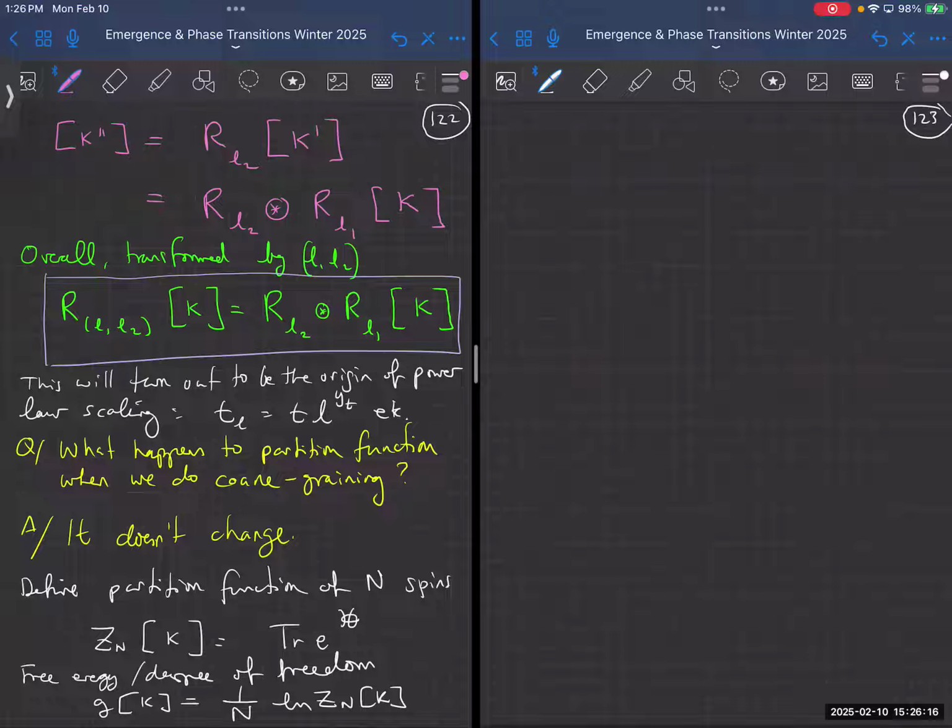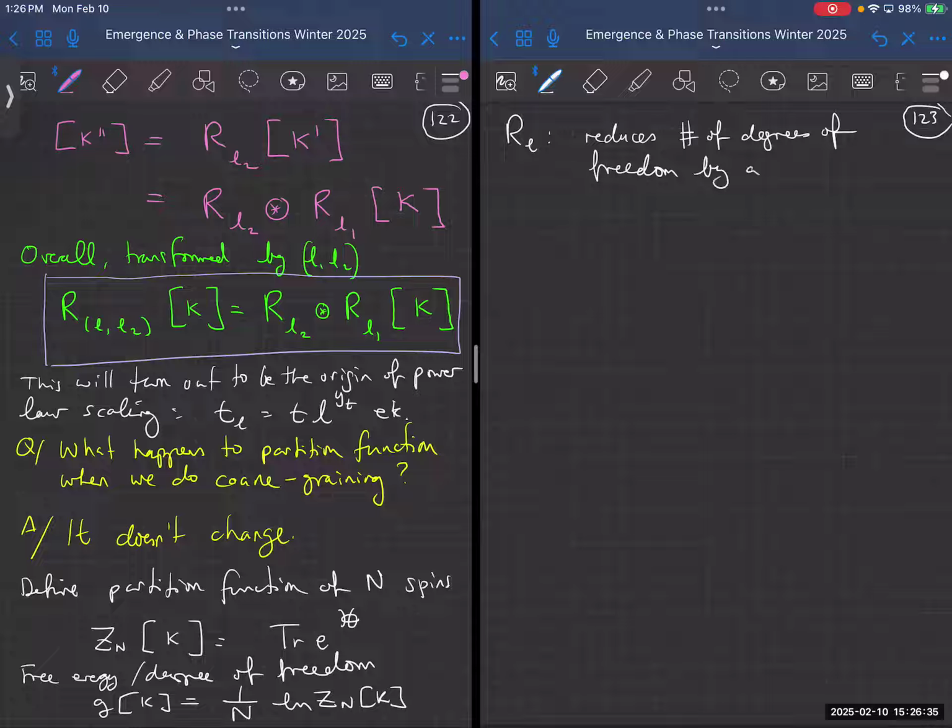So what does the renormalization group transformation do? When I do my renormalization group transformation, it reduces the number of degrees of freedom by a factor L to the D.